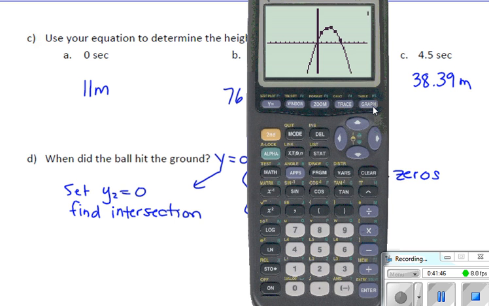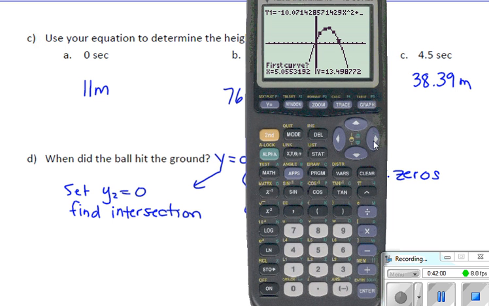Now there's 2, you can't actually see it because it's going over the x-axis. Second trace, number 5 for intersect. Make sure you're on the right one, right? Because we don't want a negative time. It's not possible. So go over there, push enter 3 times, and it gives you 5.31 seconds. So you don't want this one, you want that intersect.